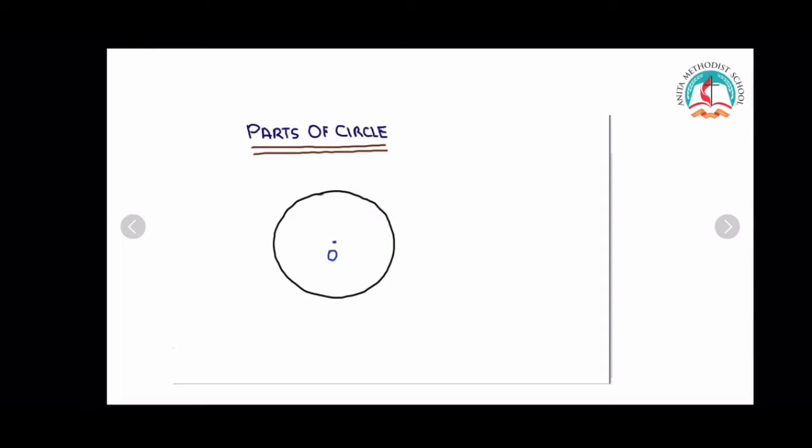If I draw a line from the center of the circle to the circumference of the circle, then that line is called the radius. So this is called the radius. This is one part of the circle. So I'll write here the part of the circle that is in blue is the radius. Okay, now move from here.